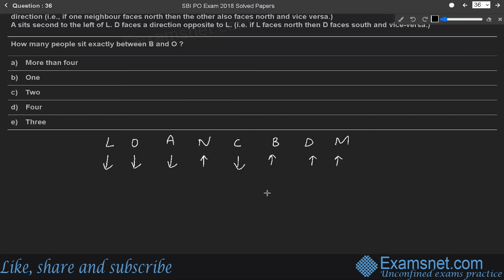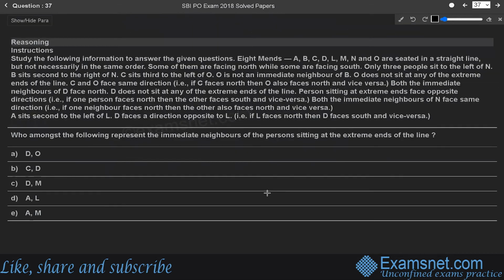Here, the first part of the question is how many people sit exactly between B and O. So we can say that between B and O, see here there is B and here there is O. Between B and O, there are three people, 1, 2, and 3. So we can say that the correct option for this question will be option number E, which is 3.